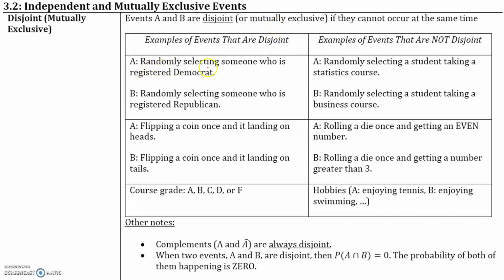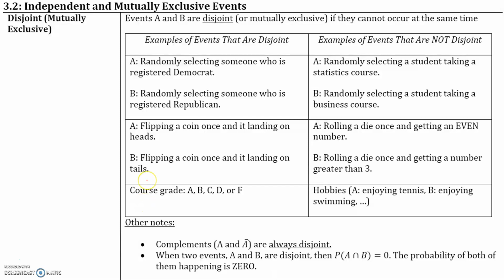Event A is randomly selecting someone who's a Democrat, and event B is randomly selecting someone who's a registered Republican. A and B are disjoint. Why are they disjoint? Because they cannot occur at the same time. Event A, flipping a coin once and having it land on heads. Event B, flipping a coin once and having it land on tails. A and B are disjoint because, again, they cannot occur at the same time. You can't flip a coin and get both heads and tails.